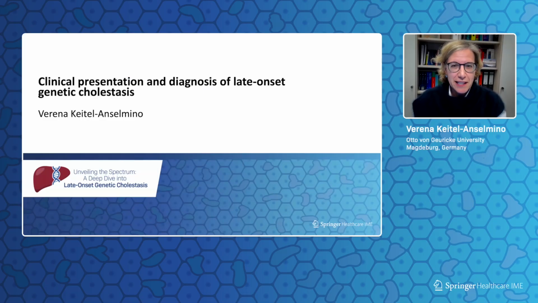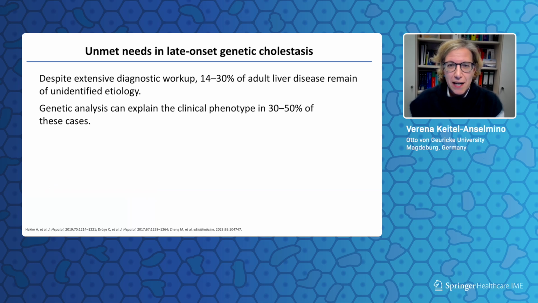So I will start on the clinical presentation of patients with late-onset genetic cholestasis and how you might diagnose those patients. So why are we doing this? Because despite extensive workup, about 14 to 30% of adult liver disease remain of unidentified etiology, albeit we've done almost everything we think. And if we then use genetics, we can explain the clinical phenotype in about 30 to 50% of these cases. So unfortunately, not all of them, but about half of them.